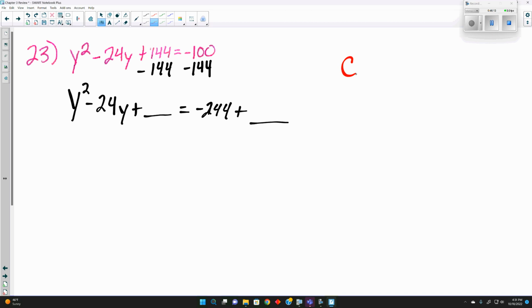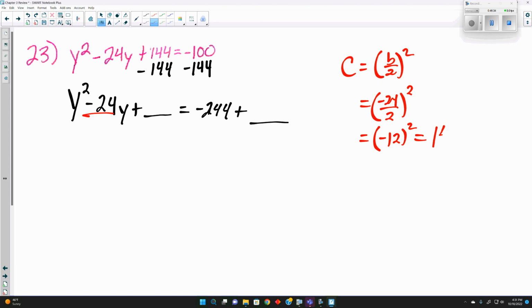Because again, we want a set of parentheses squared. Our next step is to find the value of c, so c is equal to b over 2 squared. And our value b in this case is negative 24. So we'd say c is equal to negative 24 over 2 squared, which is negative 12 squared. And negative 12 times negative 12 is 144. We plug 144 on both sides. Well, that's actually back where we started. And then we would factor.